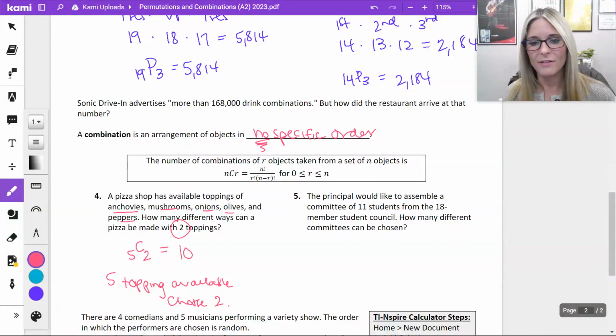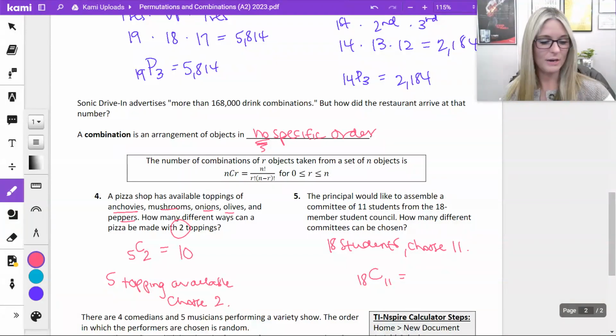So we have 18 students, and we're choosing 11, right? Order doesn't matter. So this is just a combination. So we have 18 combination 11. Let's grab the calculator.